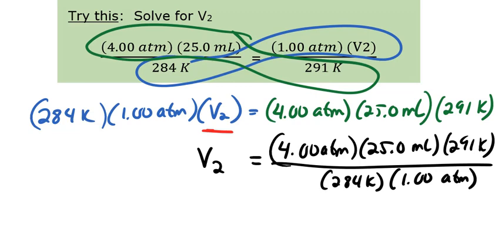All right, let's start canceling units. ATM on the top and the bottom cancel. K on the top and bottom cancel. We're left with milliliters. So I can write my answer units first if I want to. So those are done. And then I do, in my calculator, 4 times 25 times 291 divided by 284 and divided by 1. And what I get if I use 3 sig figs, everything has 3 sig figs in that, so what I get is 102 milliliters for my answer for V2.